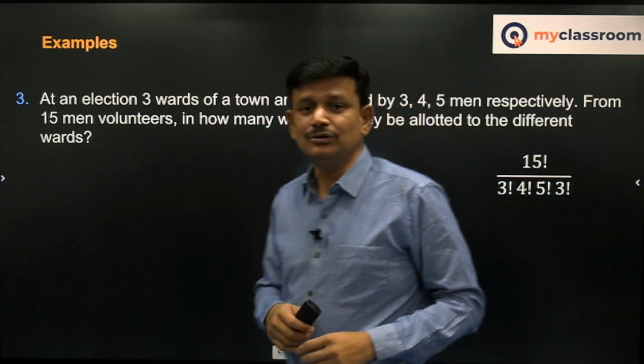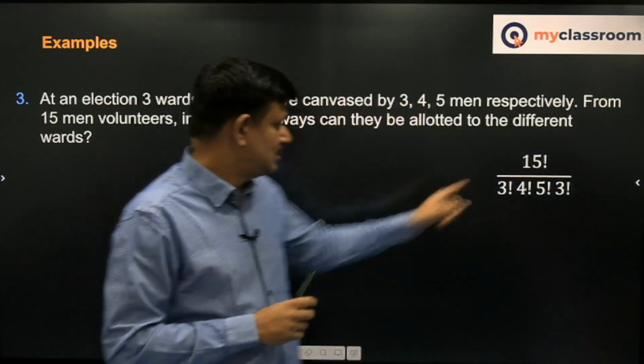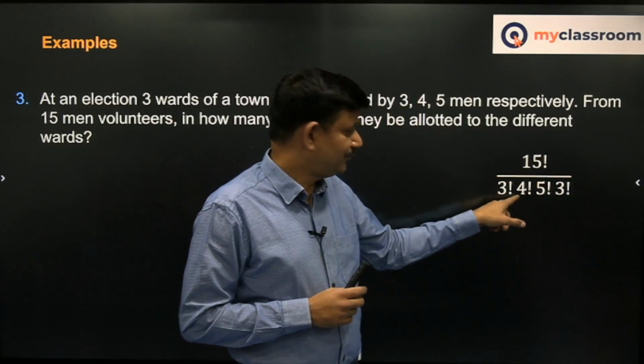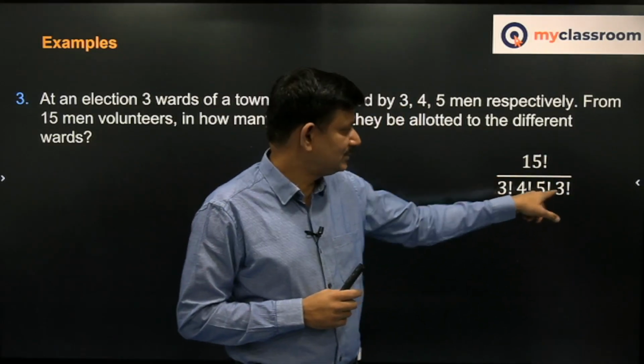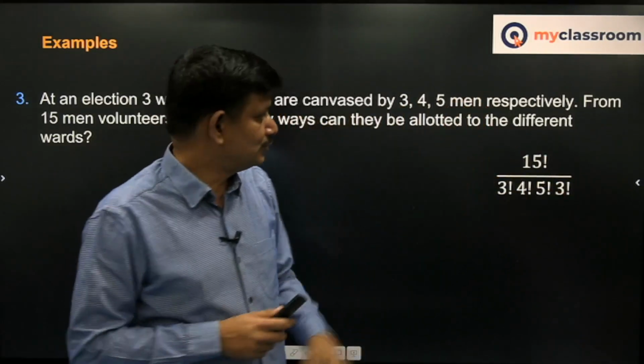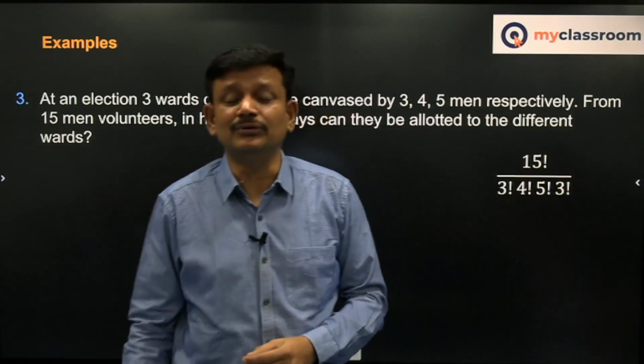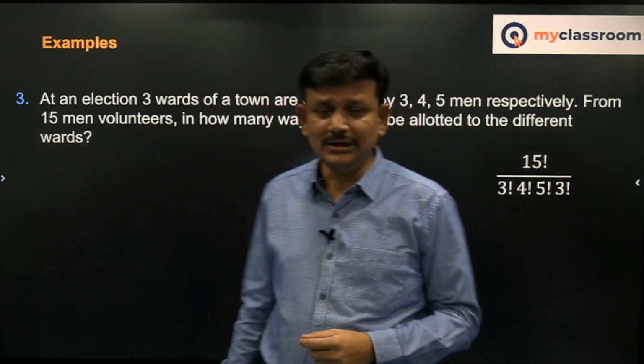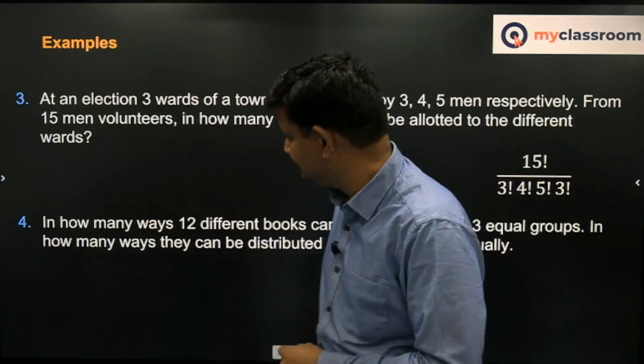So, effectively you do not have 3 groups, but 4 groups: 3 for camp 1, 4 for camp 2, 5 for camp 3 and 3 who are not allotted. So, 15 factorial by 3 factorial into 4 factorial into 5 factorial into 3 factorial would be your answer.